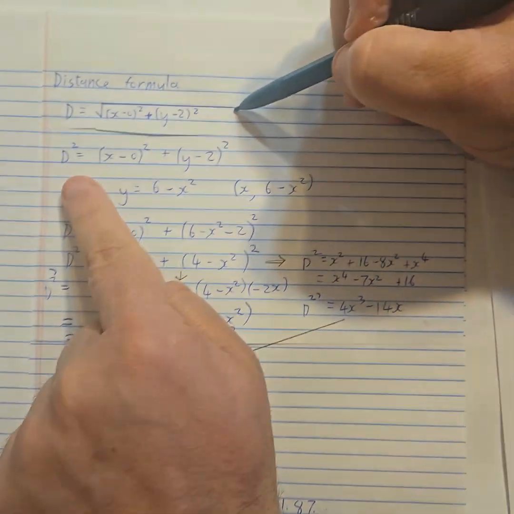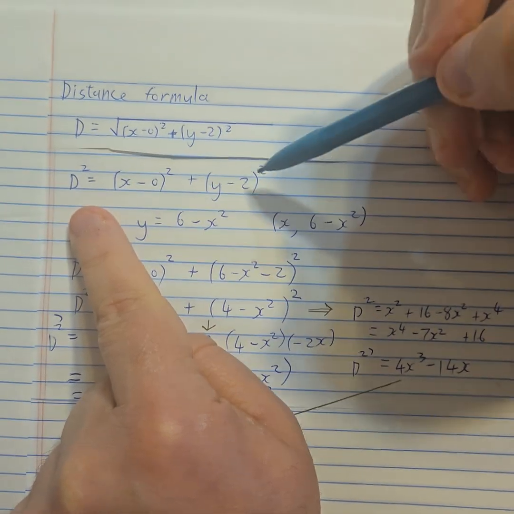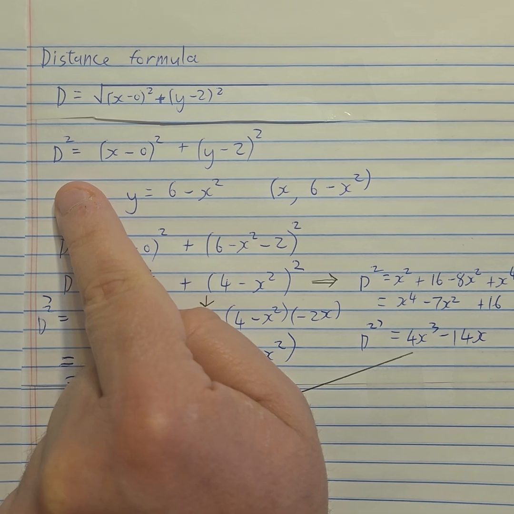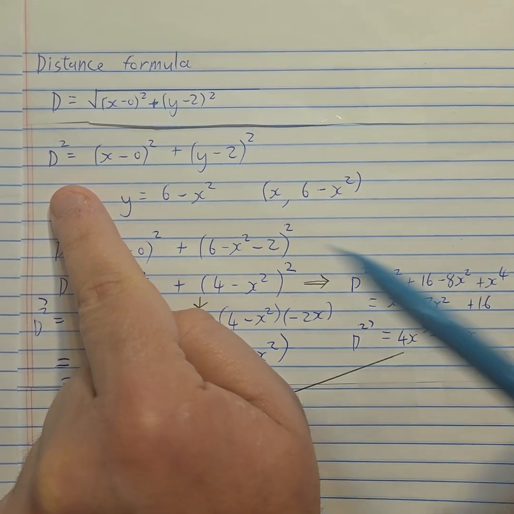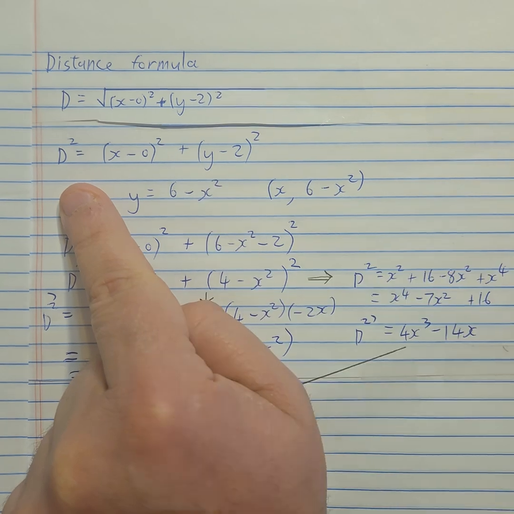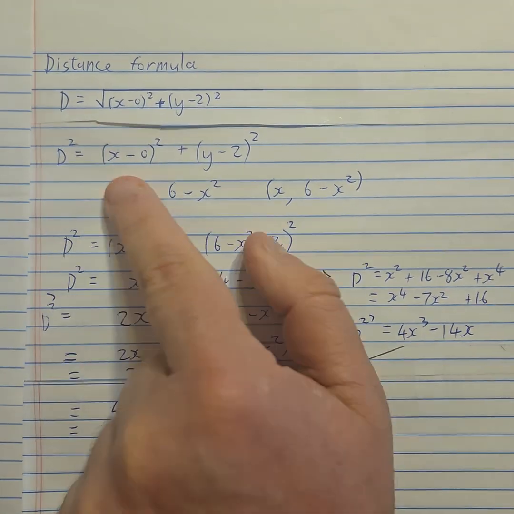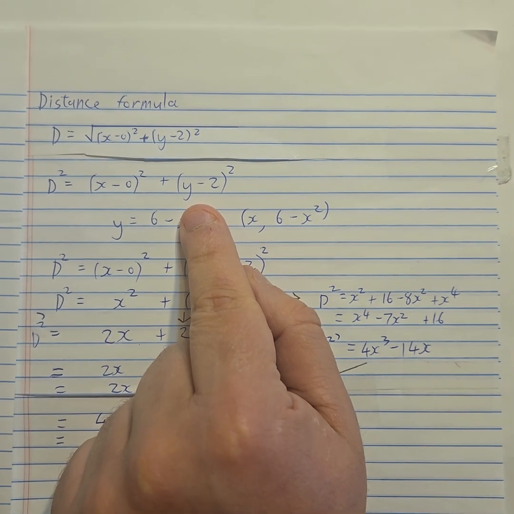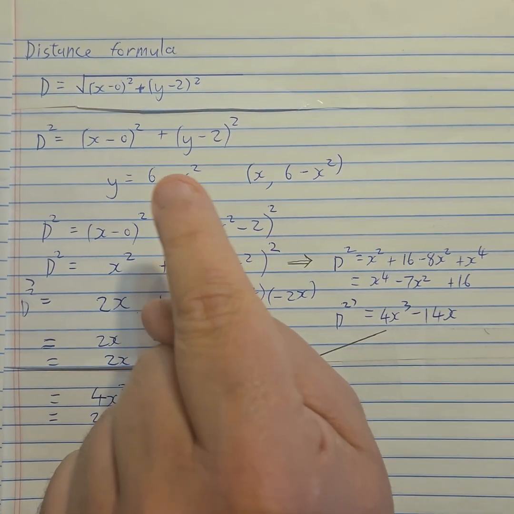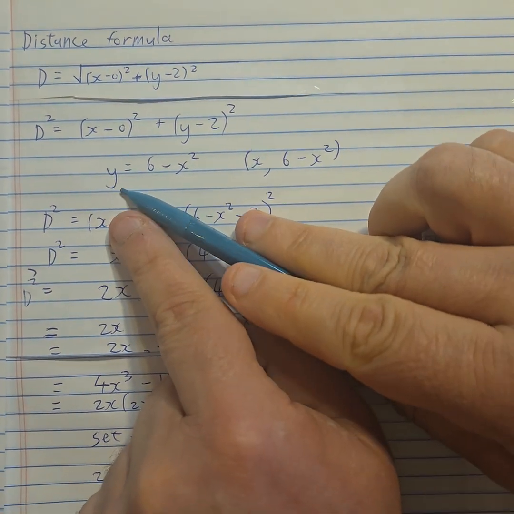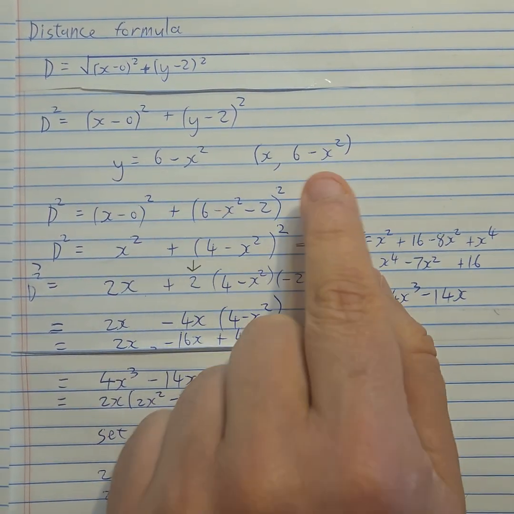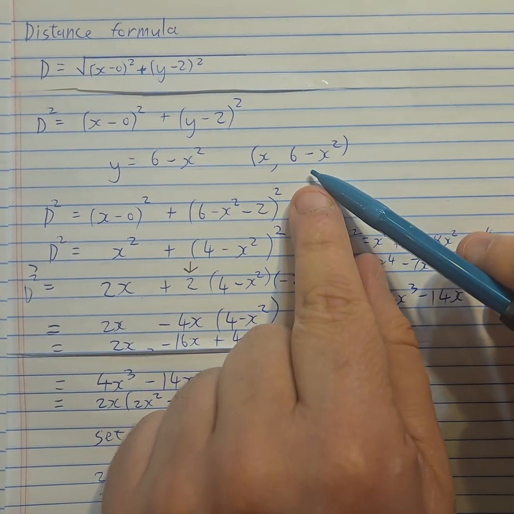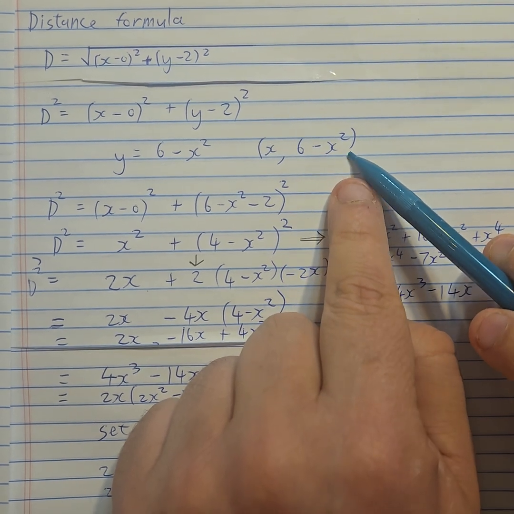But I'm going to keep it as d squared, because if we minimize d, it will be the same answer as minimizing d squared. And d squared will be easier math than working with a root sign. Now, this is for any x and y point at random, but we're looking for one specifically on this parabola. If you remember, the equation is y equals 6 minus x squared. That means anywhere on this parabola, for any x value, the y value will be 6 minus x squared.